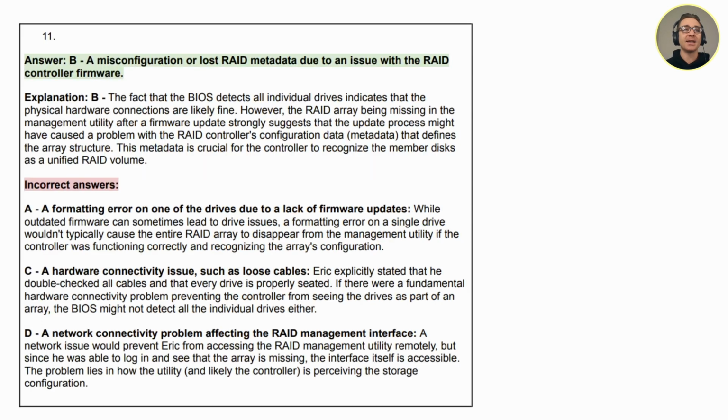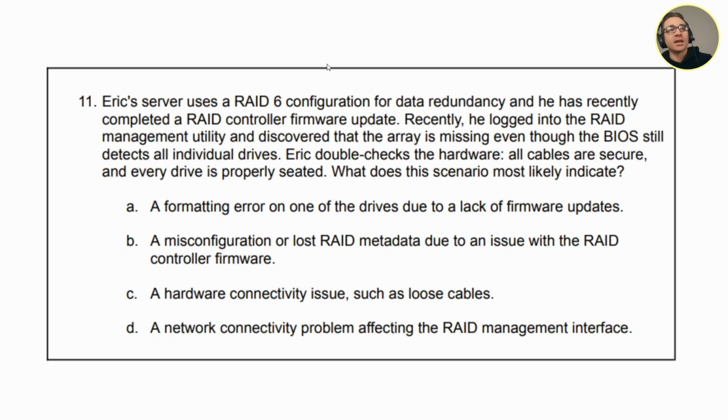Here it is. It is B, a misconfiguration or lost RAID metadata due to an issue with the RAID controller firmware. Guys, let's just go ahead and read this question again. He has recently completed a RAID controller firmware update. So everything was running fine. Everything was running smoothly. And then he completed a firmware update. And at that point, after he logged on, his array is missing. So we can almost kind of assume what the variable is. After that, you look at the options, doesn't make sense, right?